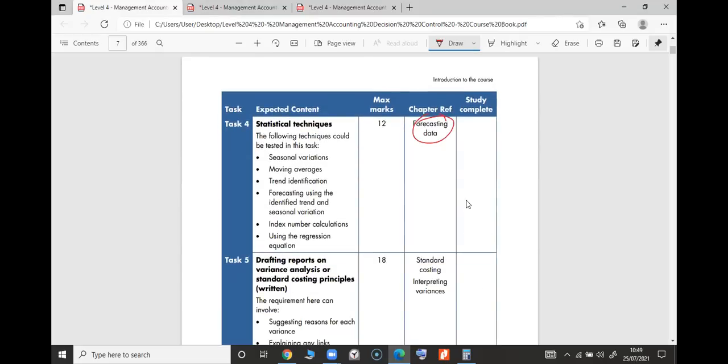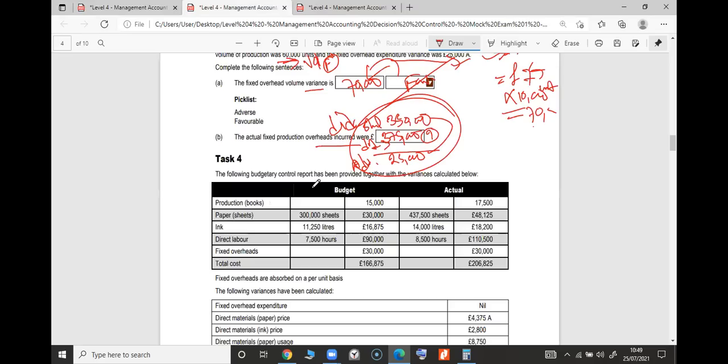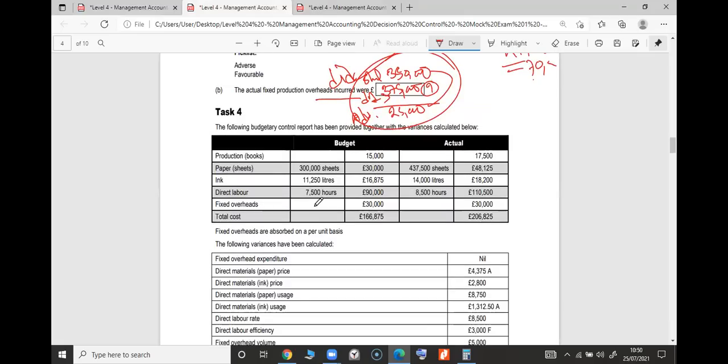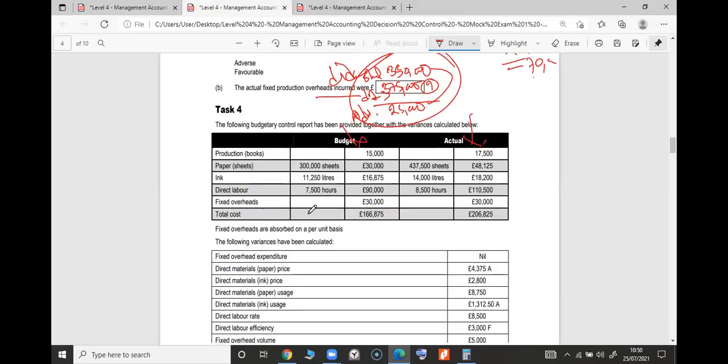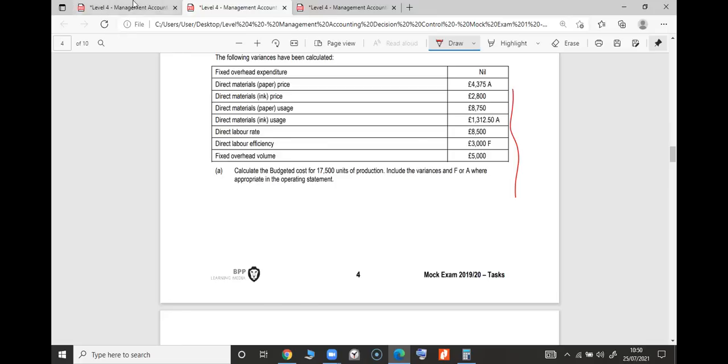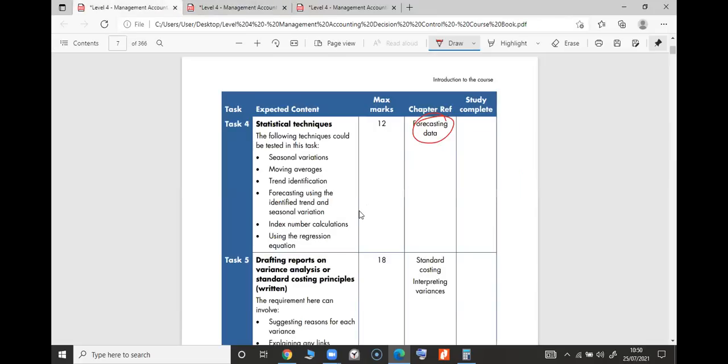Although it says forecasting data, in our question here, it is not. It is again like flexible budget. I can feel a little bit of fixed budget, flexible budget, and variances there. But don't worry, it can be like forecasting. Forecasting is going to come maybe in the next question or the question after. A little bit of forecasting data you can expect here for 12 marks.